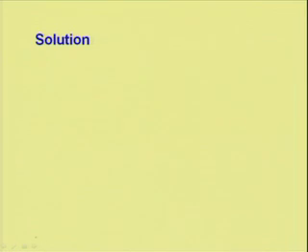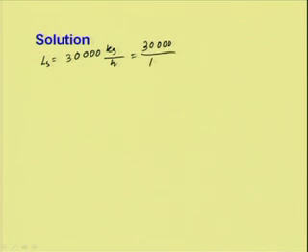Okay. Now, we know that Ls is given as 30,000 kg per hour, which is equal to 30,000 by 18 kmol per hour. This is the pure water rate, which is equal to 1666.67 kmol per hour.